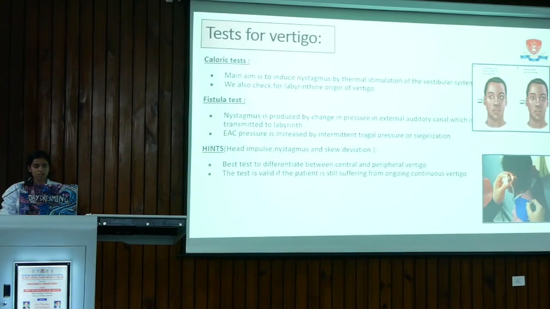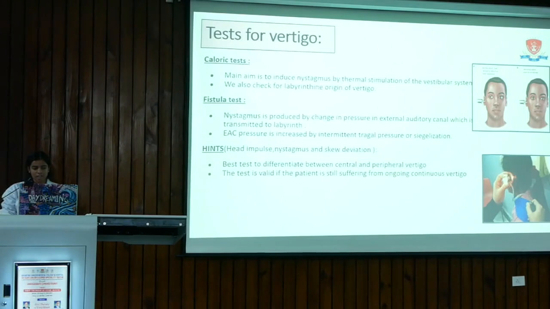The following tests are conducted for diagnosing vertigo. Caloric test: the main aim is to induce nystagmus by thermal stimulation of the vestibular system. We also check for labyrinthine origin of vertigo. Fistula test: the nystagmus is produced by change in the pressure in the external auditory canal, which is transmitted to the labyrinth. EAC pressure is increased by intermittent tragal pressure or insufflation. Both of these tests are useful in peripheral vertigo.